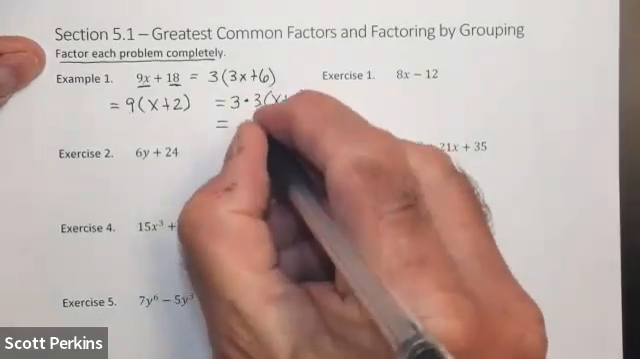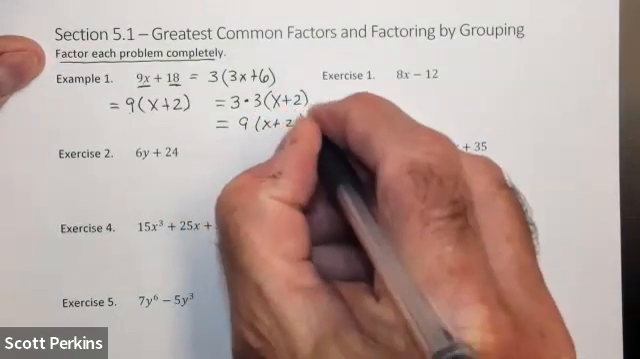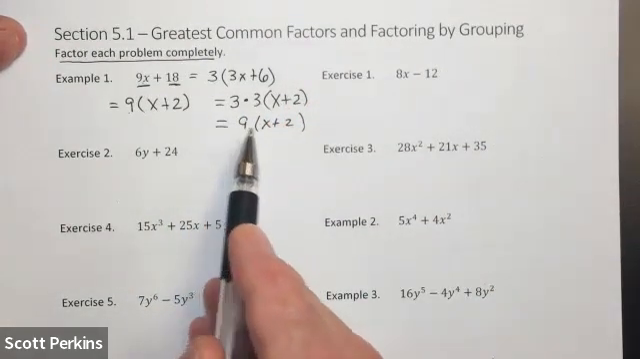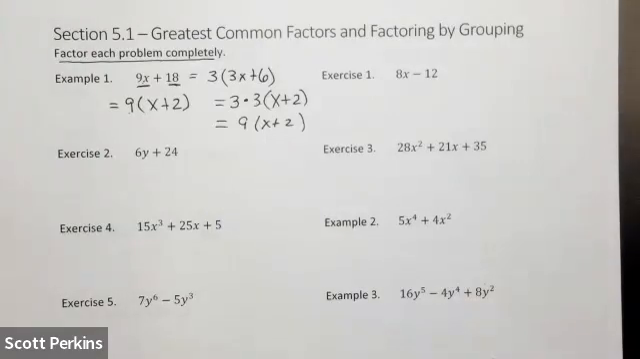3 times 3 is 9. So notice either way, I get the same 2 factors. I have the factor 9, and then I have the factor x plus 2 when I factor this completely.